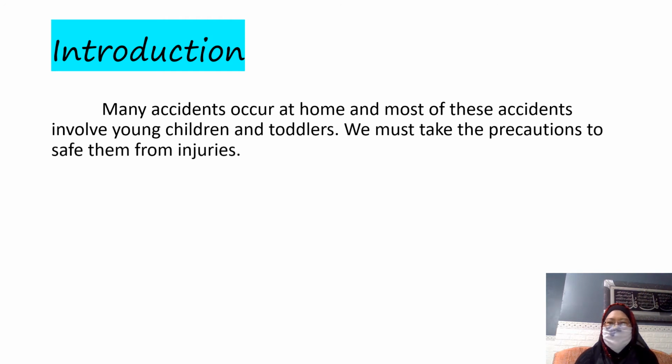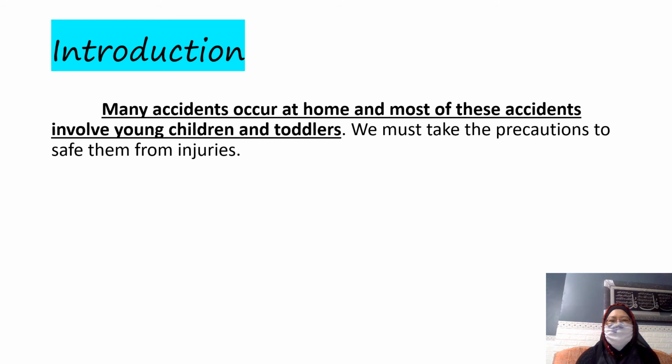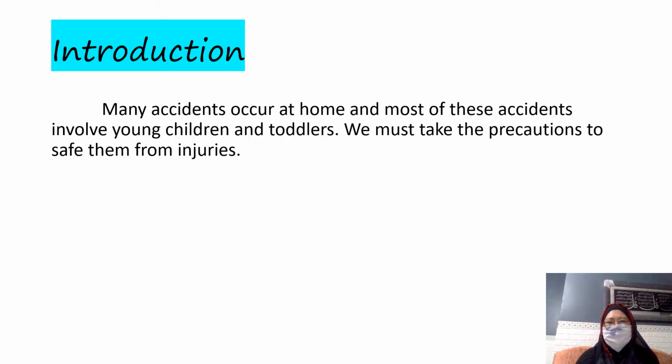If you notice, my first sentence in the introduction is taken from the question itself. Many accidents occur at home and most of these accidents involve young children and toddlers. I am taking the first sentence and copying it in my first paragraph, in my introduction. Then when you have the first sentence, you will think of the other sentence. How to avoid or how to prevent the accidents? We must take the precautions. So this is your introduction.